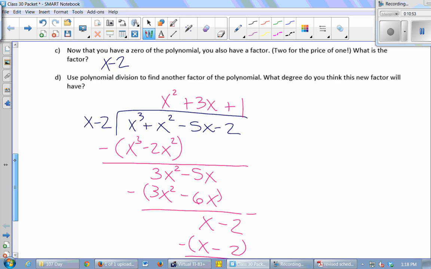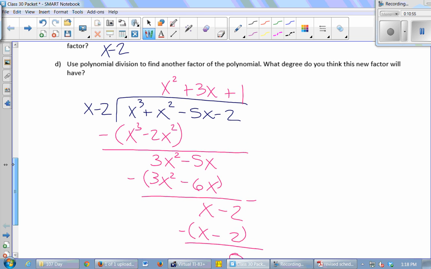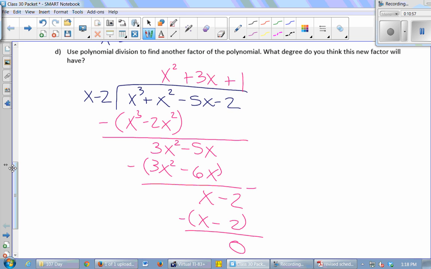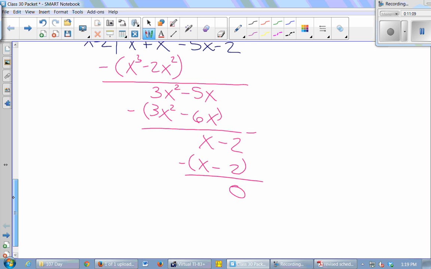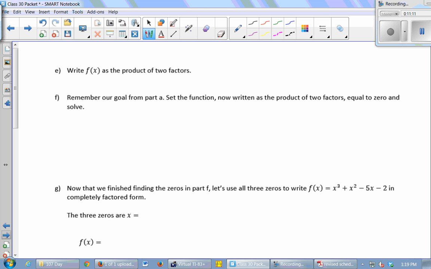All right, so I now have another factor, and I forgot to ask you before we started, what degree do you think it will have? 2, because if you have an x minus 2, and you're going to multiply by something and get x cubed, it has to be an x squared. Yep. All right, so now we can write f of x as the product of two factors. F of x is x minus 2 times x squared plus 3x plus 1.